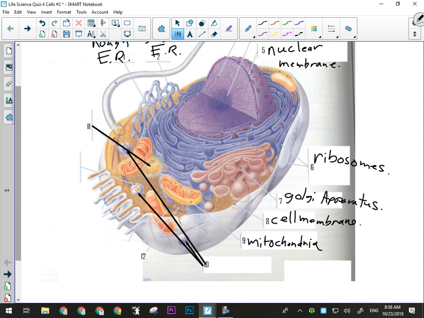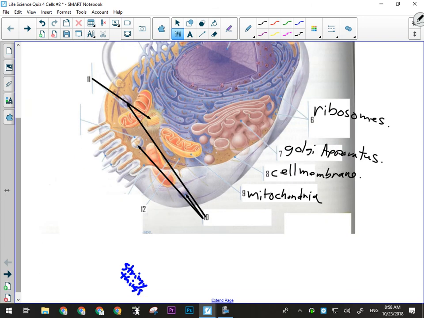All right, number 10, each one of the little bubbles or vesicles that the arrows are pointing to have material in them, which means they are lysosomes. And the job of lysosomes is to digest food.